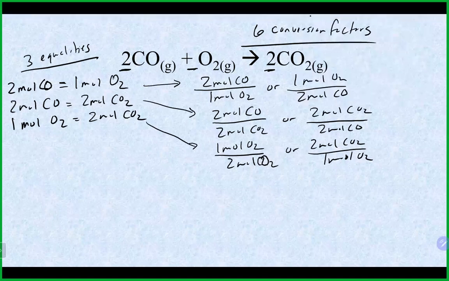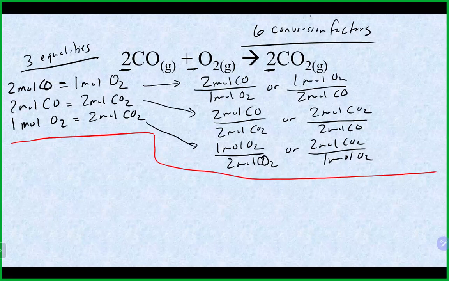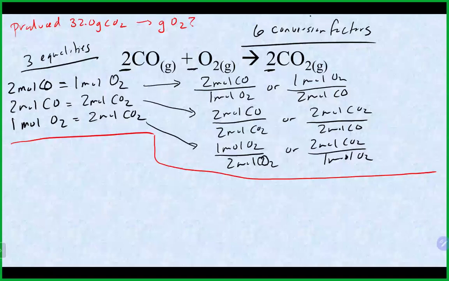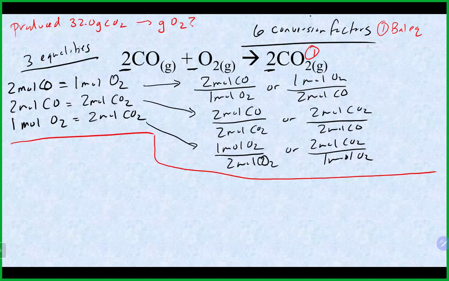Let's say that we produced 32 grams of CO2, and we want to know how many grams of O2 we kind of started with. So what we would want to do is run through our calculation here. So our 4 steps. First step is we need a balanced equation, which obviously step number 1 here is done. The second step that we need to do is take whatever they gave us, go from grams to moles, which we do need to do in this case.